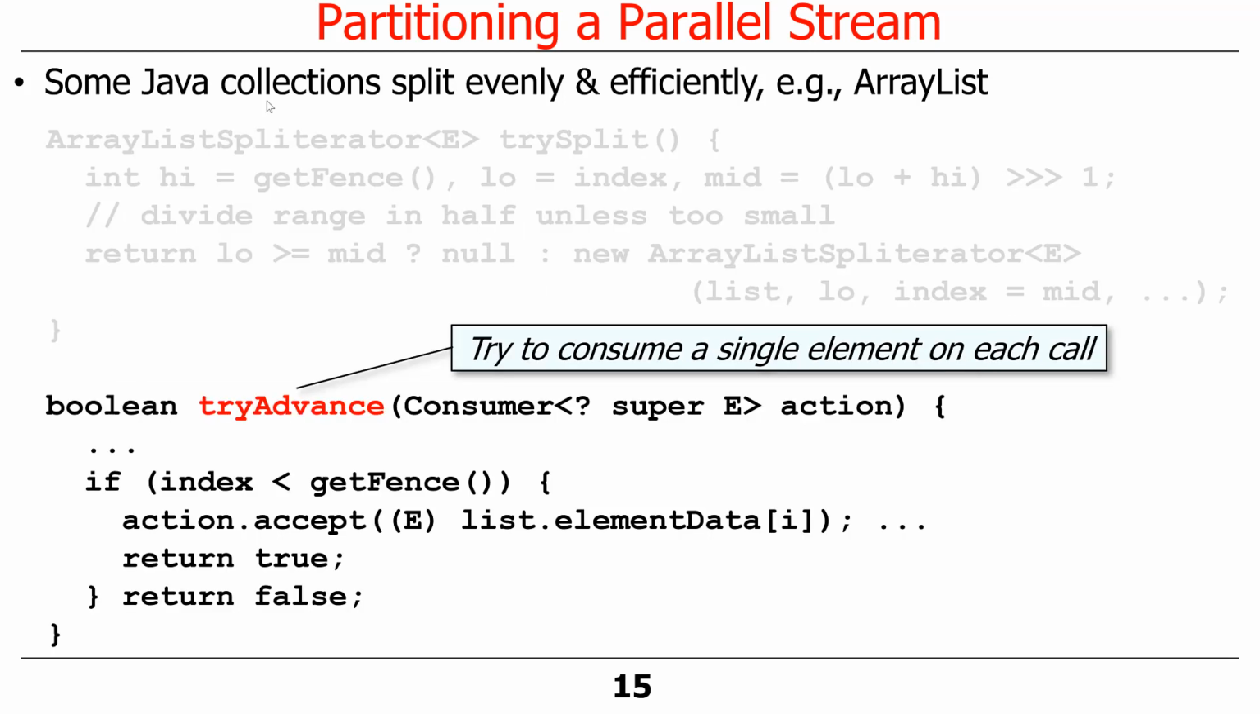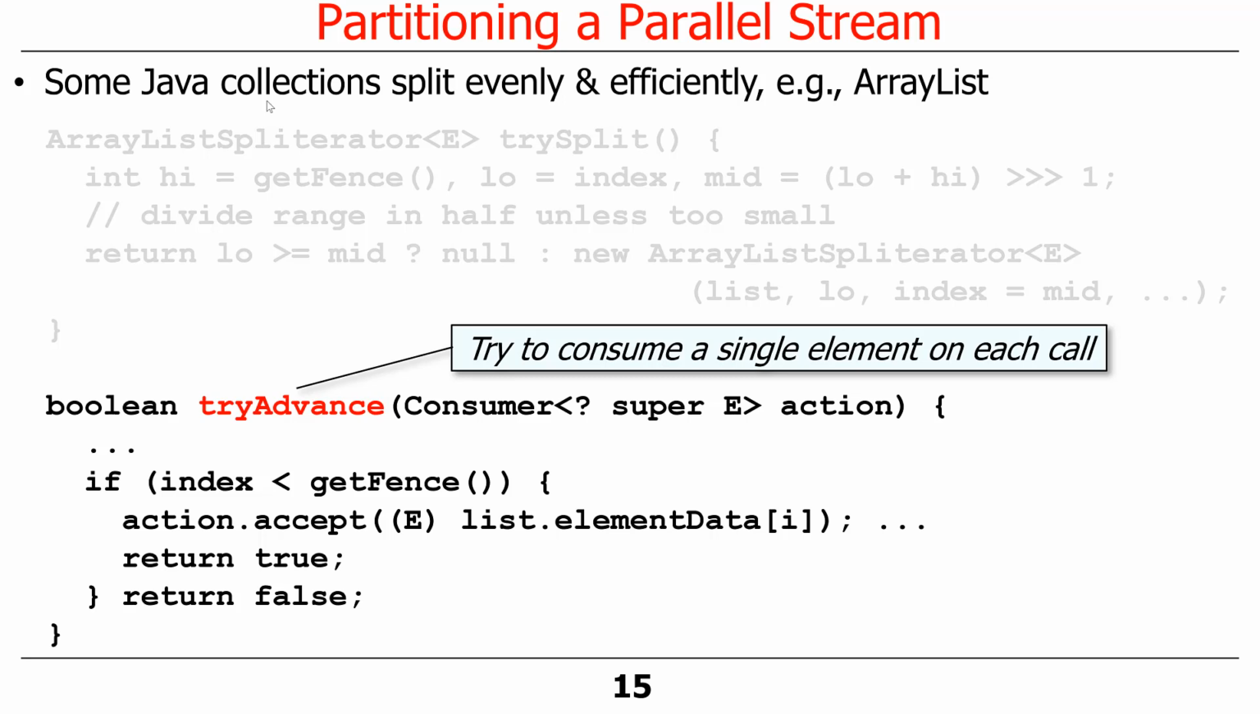So if there's actually anything to advance, if we're not at the end of the range, then we go ahead and accept the next item from the element, and that goes into the action, and that gets returned back to the framework. So that's what ArrayList looks like.